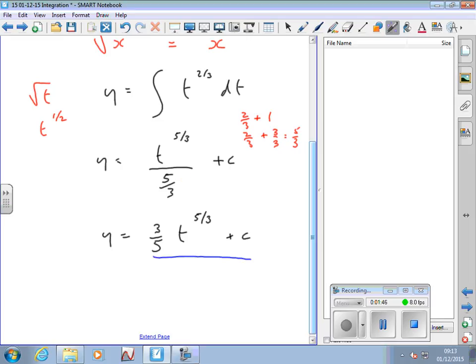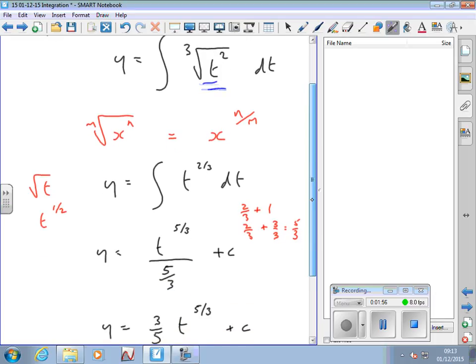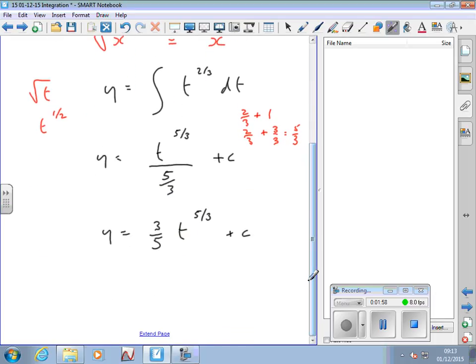I could actually finish this off if I wanted to. If it starts off in this form, and if you're checking against the textbook as you found already, they often write the results in this form. I'm not particularly after that in the exam, but it's all good practice using these things. So I could rewrite this as 3/5 of the cube root of t to the 5 plus c. So I could write that at the end. Put it back in that third form, into root form.